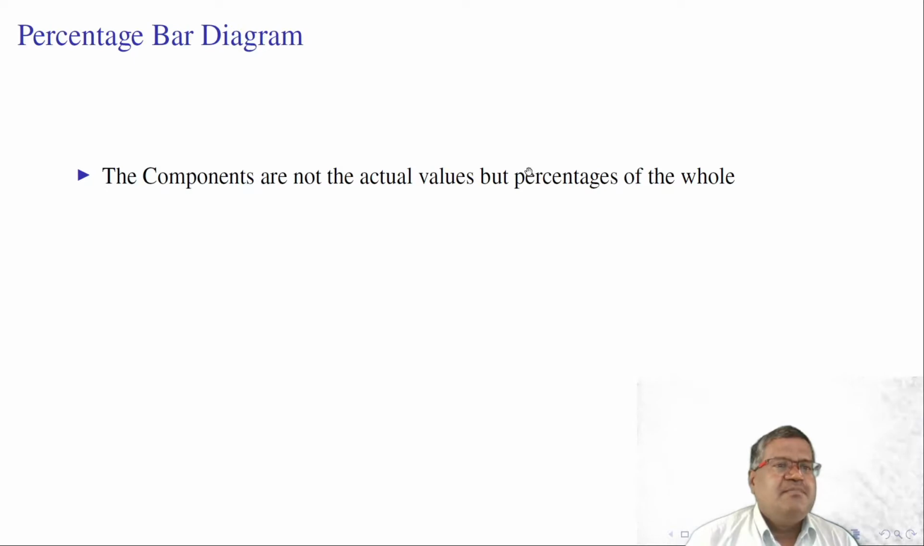Next one is percentage bar diagram. The components are not the actual values but percentages of the whole in this percentage bar diagram. Whereas in a subdivided bar diagram, the components are the actual values. In a percentage bar diagram, we convert the item values or component values into percentages of the whole of the items.